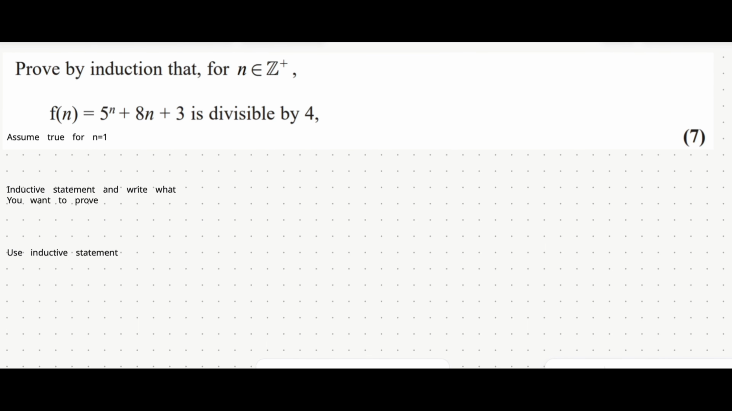In this video, we're going to have a look at proof by induction, and we're going to look at a proof by divisibility type of question. So as always, step number one is to substitute n equals 1 into the equation and show that, in this case, this expression is divisible by 4.